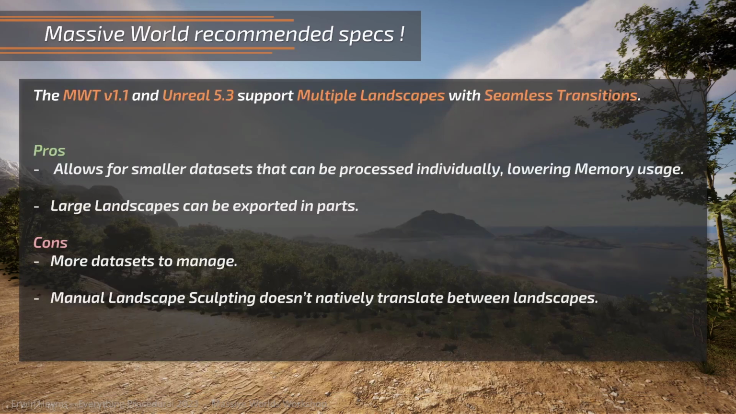On the other hand, of course, if you have a lot of these landscapes, you'll have more data sets to manage, and manual landscape sculpting in Unreal doesn't natively transition between landscapes, so you'll have to find a solution to that. Shouldn't be too hard. You can probably create a post-processor with the toolkit and handle it that way.